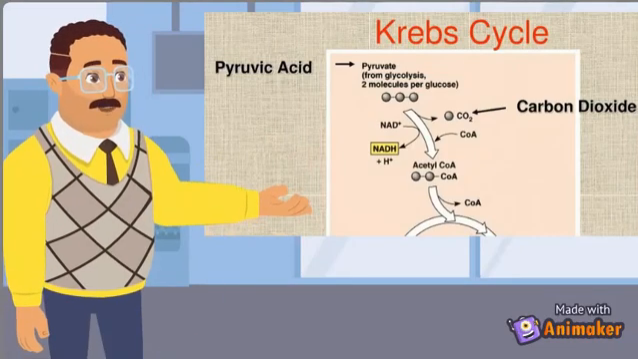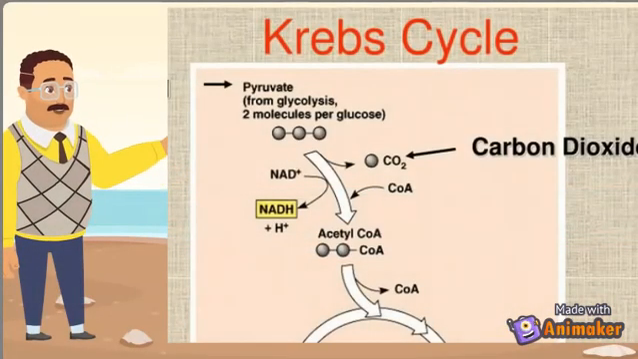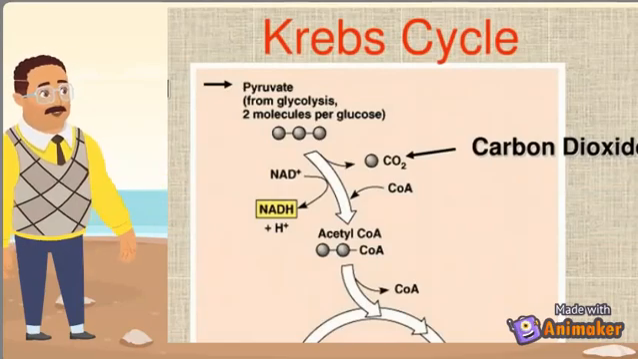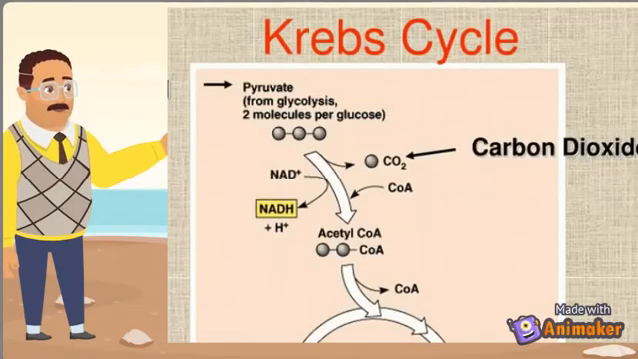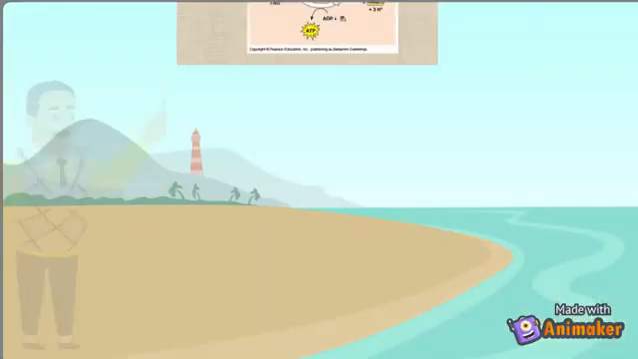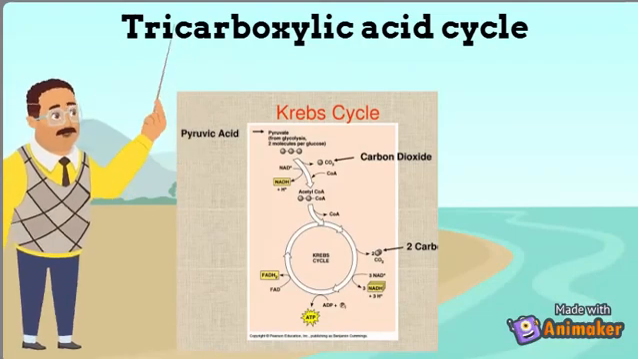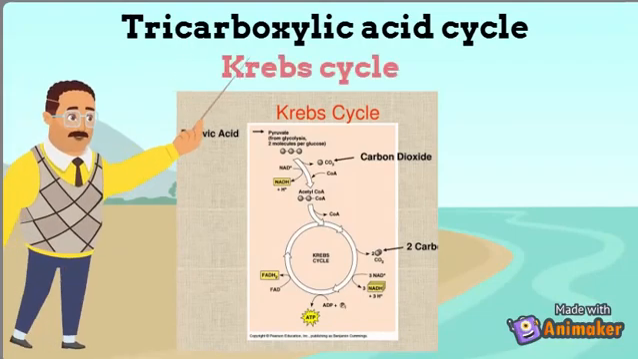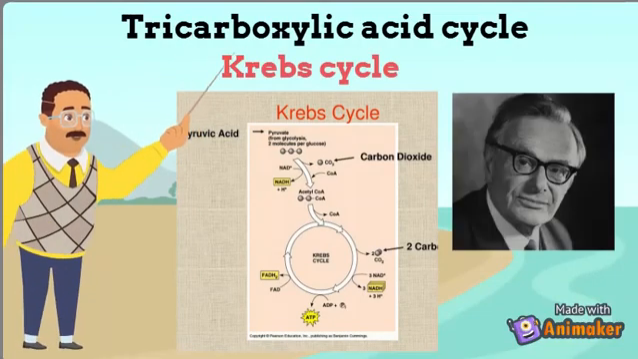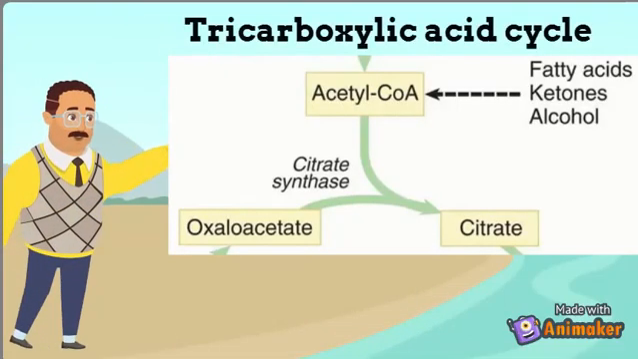In the presence of NAD+, pyruvate will undergo decarboxylation, oxidation by NAD+, and then attachment to coenzyme A, generating acetyl coenzyme A. Acetyl coenzyme A then enters a cyclical pathway called the tricarboxylic acid cycle, more commonly called Krebs cycle, after the scientist Hans Krebs, who first elucidated it. This is a stepwise pathway requiring different enzymes.